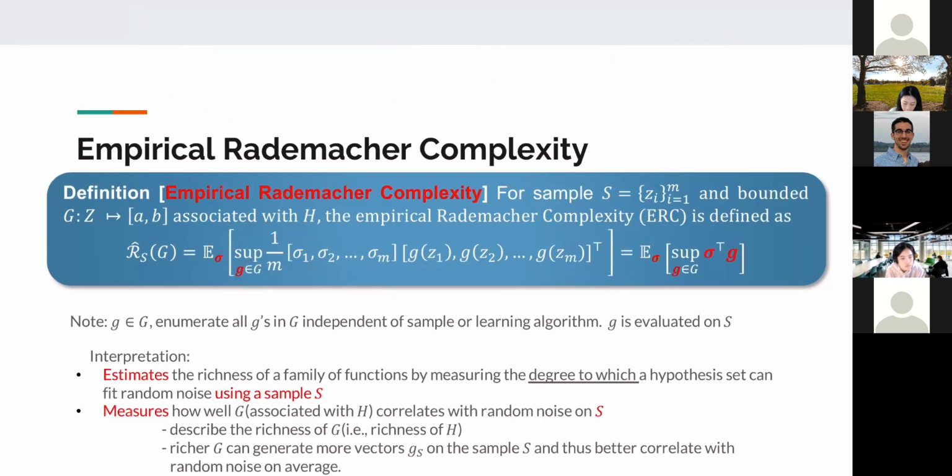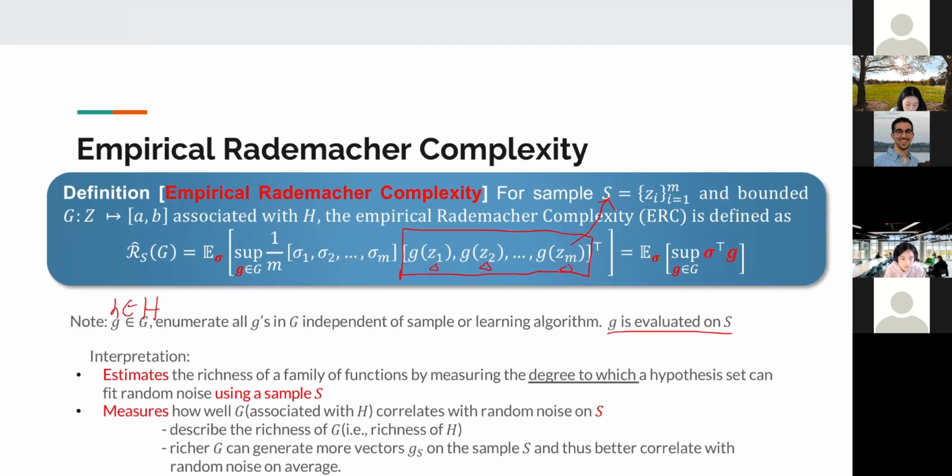All right, so now notice that g in G enumerates all g in G independent of the sample or learning algorithm. Effectively, this is almost like enumerating all hypotheses within your hypothesis set H. Of course, g is evaluated on S because this is exactly what you are using in your inner product, g of z1 and g of z2, where z1, z2 are from the S.